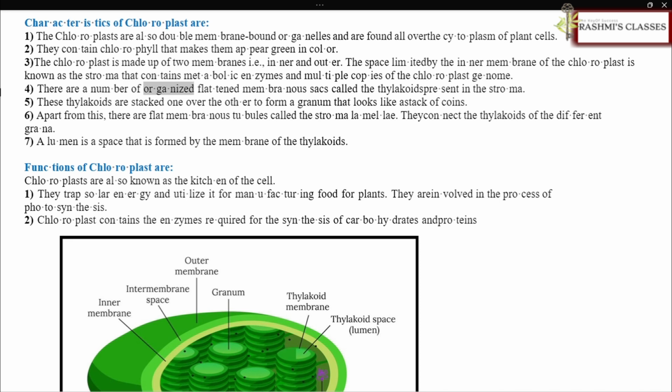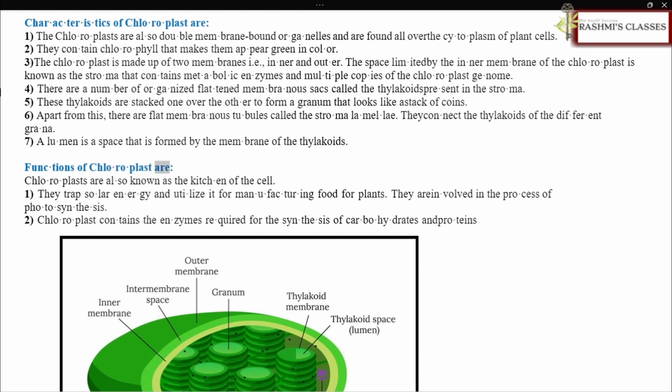There are a number of organized, flattened membranous sacs, called thylakoids, present in the stroma. These thylakoids are stacked one over the other to form a granum that looks like a stack of coins. Apart from this, there are flat membranous tubules, called the stromal lamellae. They connect the thylakoids of the different grana. A lumen is a space that is formed by the membrane of the thylakoids.